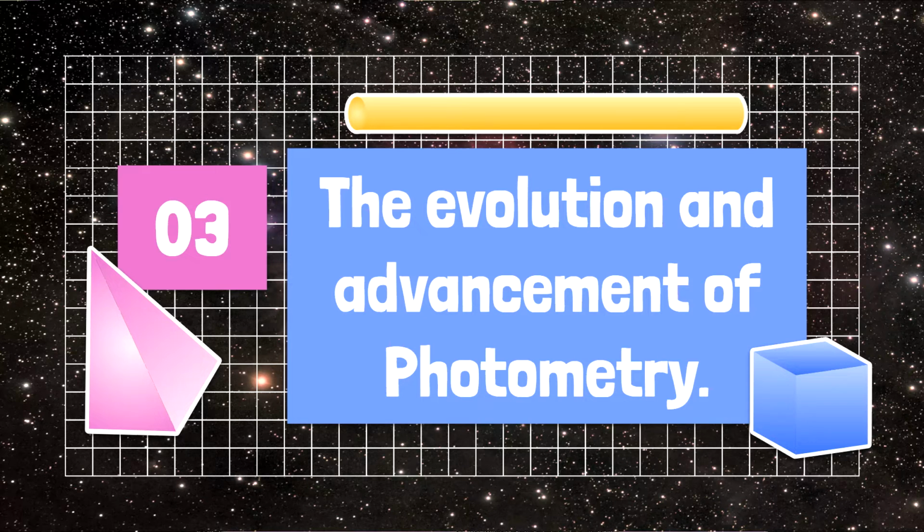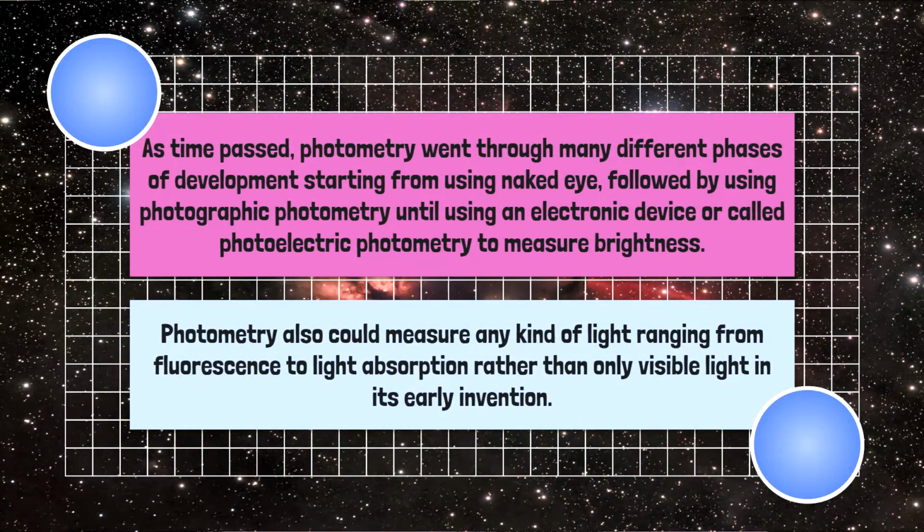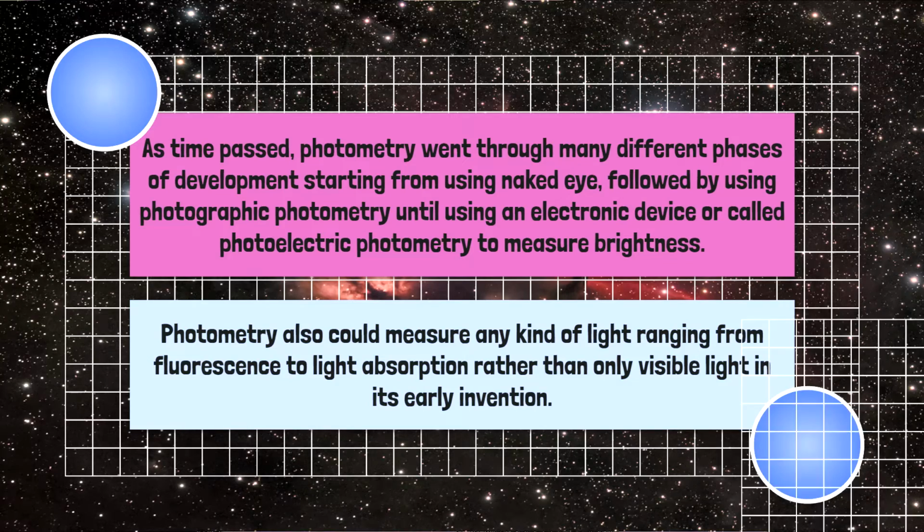Next, the evolution and advancement of photometry. As time passed, photometry went through many different phases of development, starting from using the naked eye, followed by photographic photometry, until using an electronic device, called photoelectric photometry, to measure brightness. Photometry could also measure any kind of light, ranging from fluorescence to light absorption, rather than only visible light in its early invention.